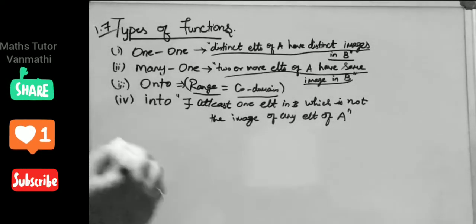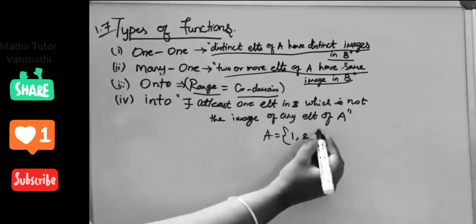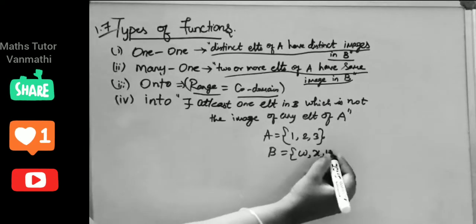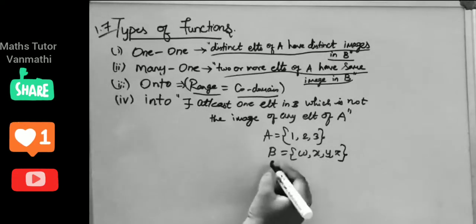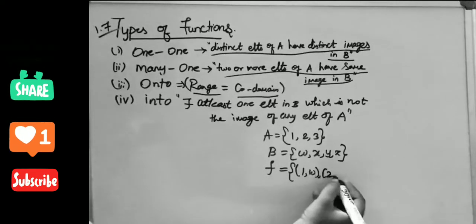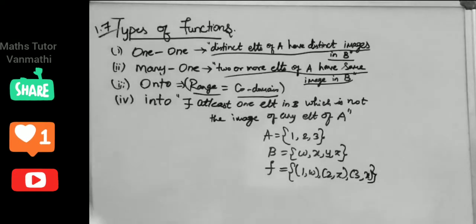We can consider one example. A is equal to {1, 2, 3}. B is equal to {w, x, y, z}. The function is given as {(1, w), (2, z), (3, x)}. This is your function. Clear?